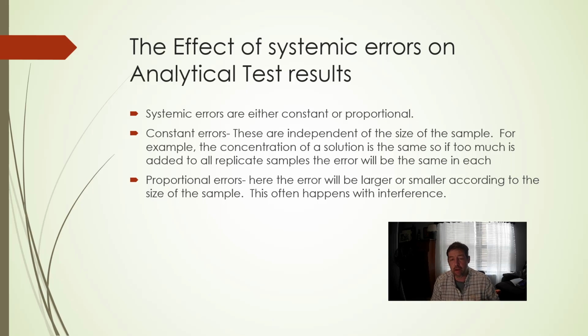Proportional errors, here you have an error where it will be larger or smaller according to the size of the sample. This happens a lot with interference. If you're running a very small amount, you might not be affected by the interference, but as you get larger sample sizes, the interference may become much more of a problem. So you either have constant or proportional errors. Again, proportional errors are when the bigger your sample, or whatever it is that you're doing, you've got an error that's additive, that's going to be of more significance, whereas a constant error is just the same all the way through.